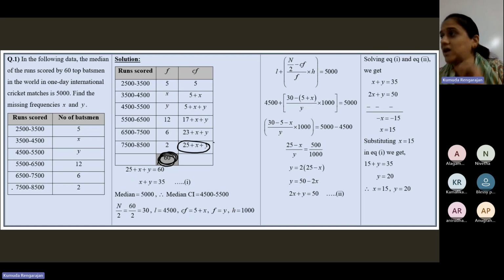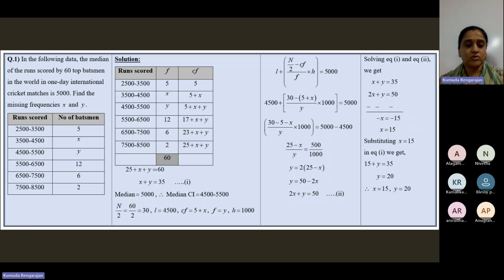Did you write N by 2 as 25 plus x plus y by 2? Then you have elaborated too much, that's all. You should have put 60 by 2. Who has put that? 60 by 2 is 30. The total of the frequency column is known, 60. So n is 60, n by 2 is 30. But if you take 25 plus x plus y, that is n also. If you have taken 25 plus x plus y by 2, that's also correct. You will get the answer, but you're unnecessarily complicating the work.